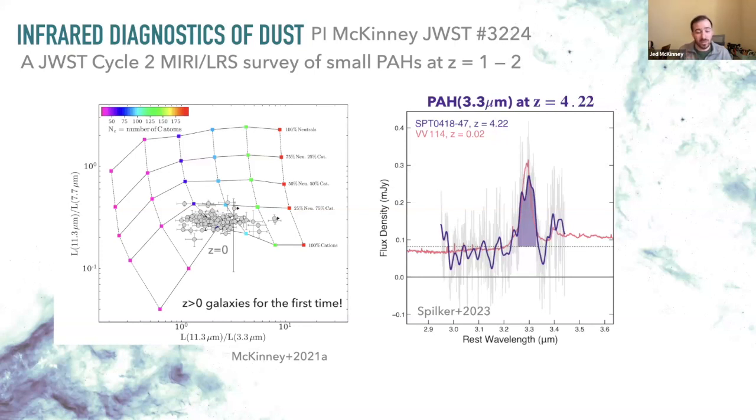And this is going to be really important because lines like the 3.3 micron PAH are going to be some of the best ways that we can diagnose dust in the very early universe.